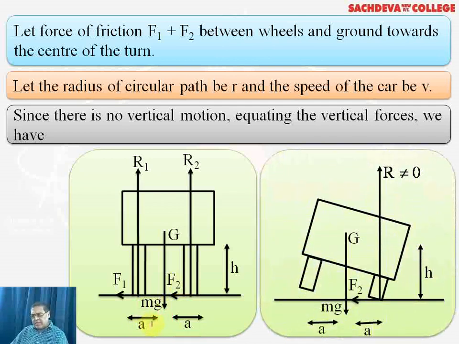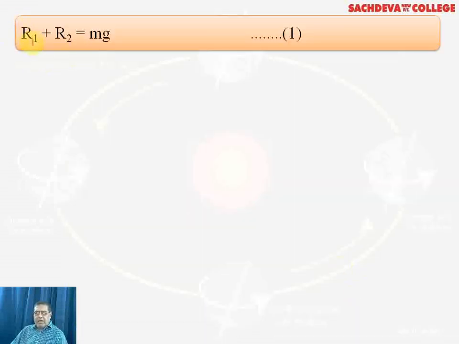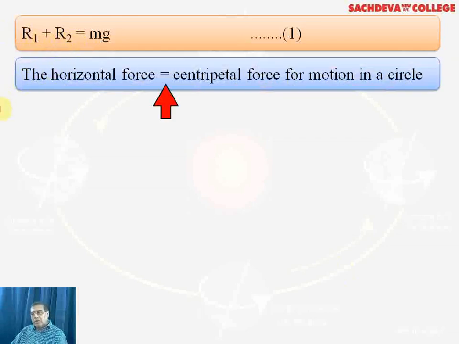In one case there is slight tilt. R is not equal to 0. So we find G is the center of mass and h is the height. F2 is the force acting on the inner wheel, whereas the outer wheel is slightly overturning, trying to overturn. The value of R1 plus R2, that is the total normal reaction, will be the weight. The horizontal force is equal to the centripetal force for the motion in a circle.